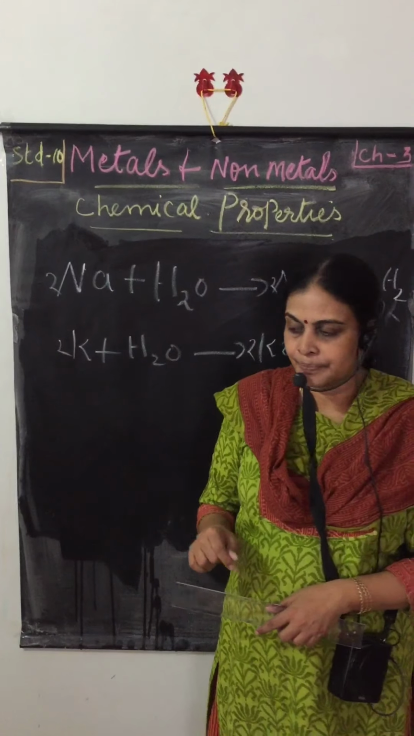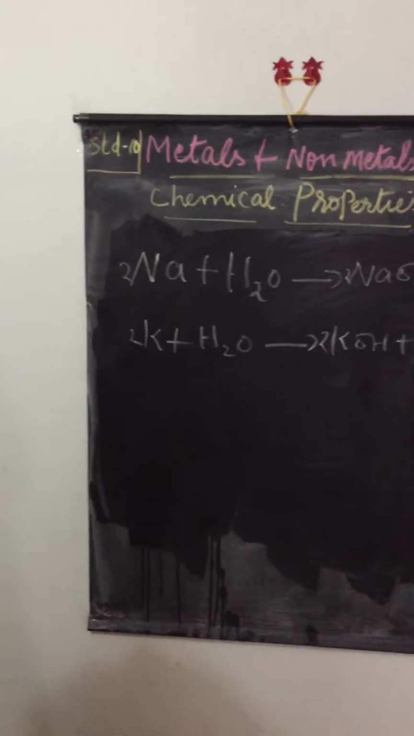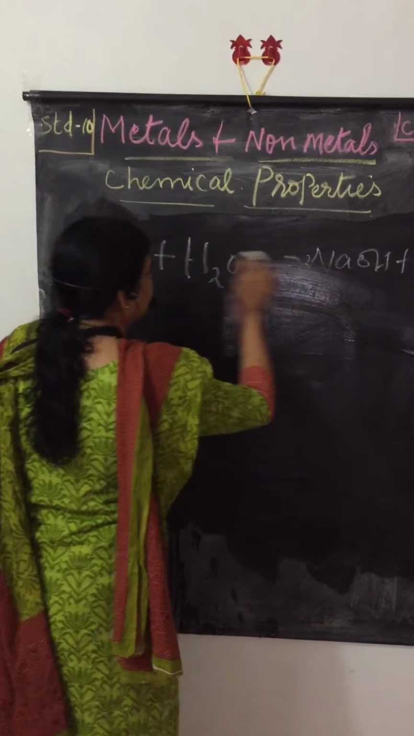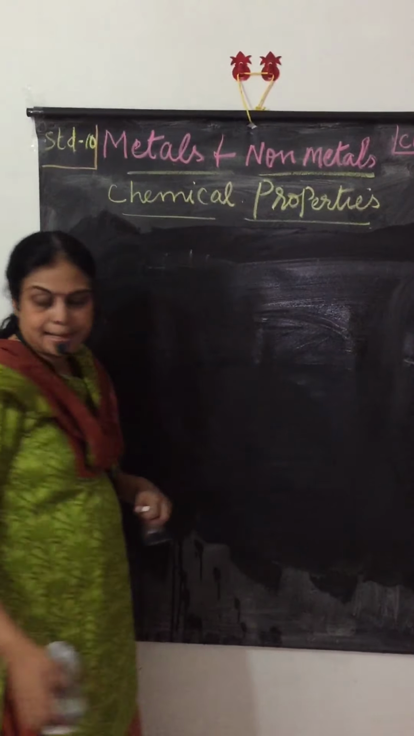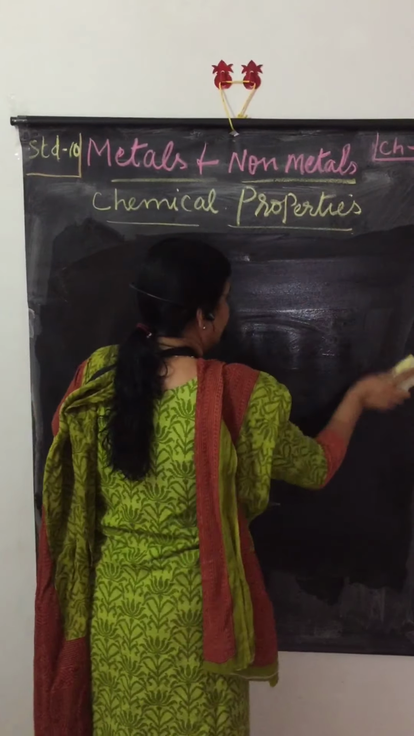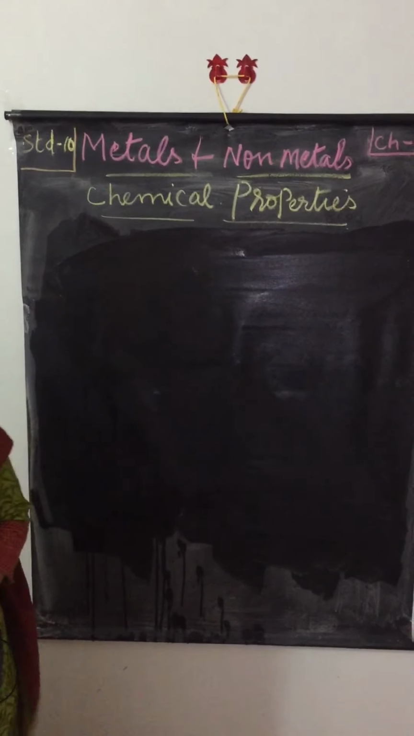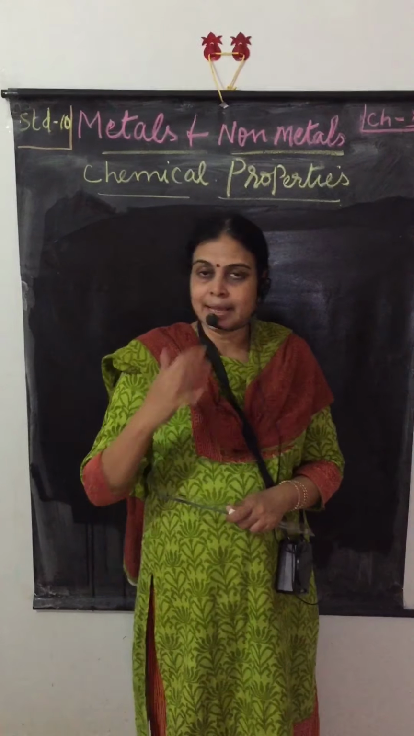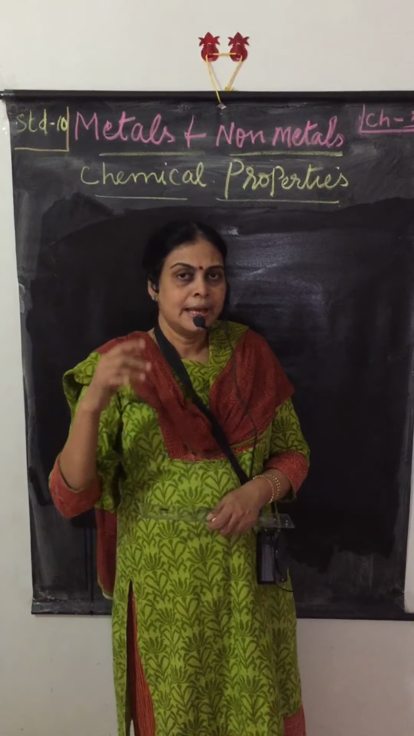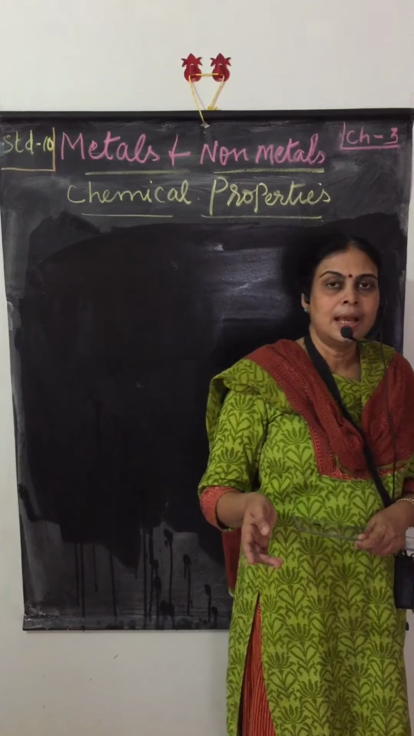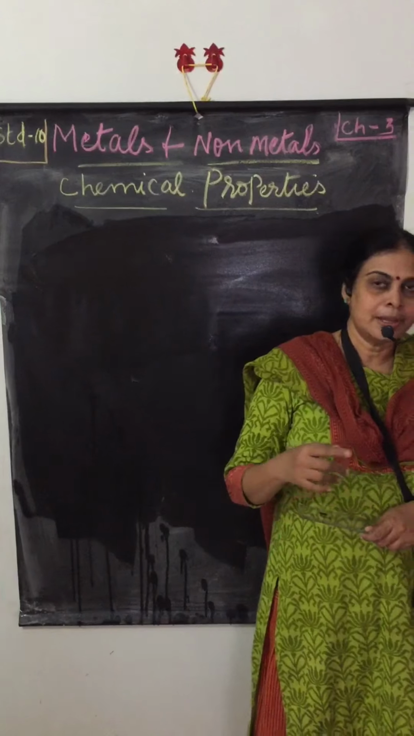Now let us discuss what happens when metals react with dilute acids. Normally, when metals react with dilute acid, they displace hydrogen gas. But dilute nitric acid is a strong oxidizing agent. It will not displace hydrogen gas. It oxidizes the hydrogen to water, and itself gets reduced to oxides of nitrogen.